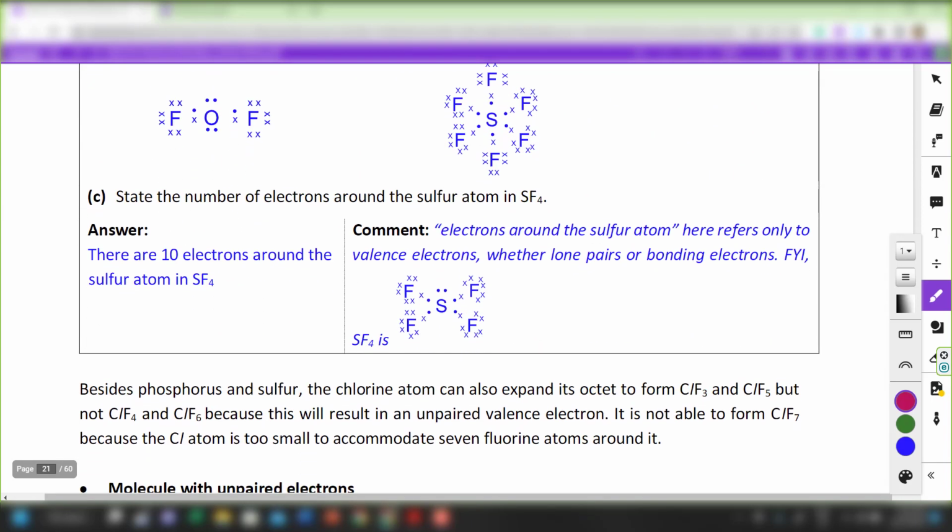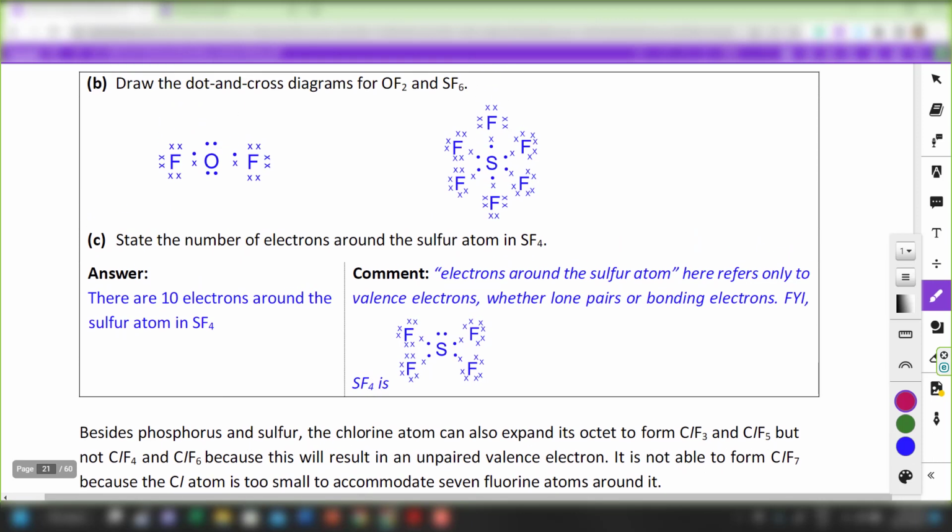State the number of electrons around the sulfur atom in SF4. A simple way to do it would be, you know that sulfur contains 6 valence electrons, and each of the fluorine will form a single bond with the sulfur center, so they will also contribute to the valence electrons around sulfur, so 6 plus 4 equals 10. So the 10 valence electrons can easily be calculated by simply adding up the contributions.